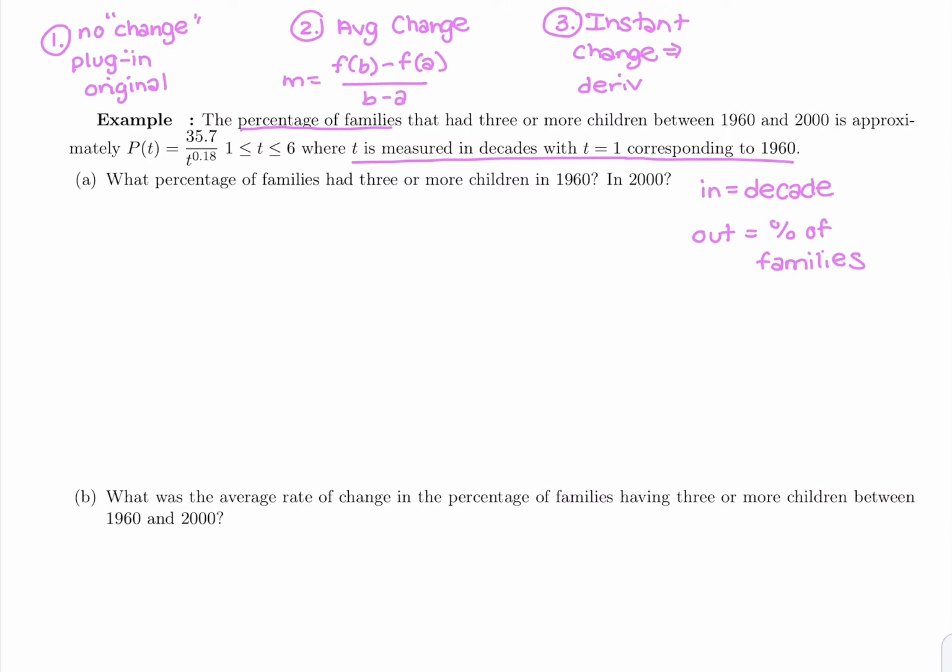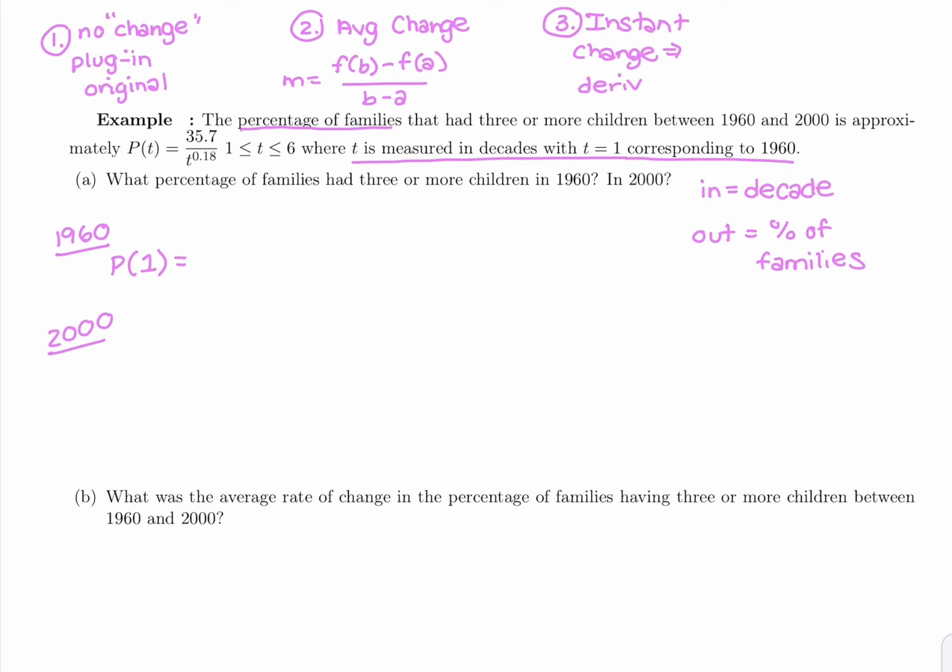All right. The first part says, what percent of families had 3 or more children in 1960 and then in 2000? So it doesn't say how fast was the percent of families changing between 1960 and 2000, or how fast on average were they changing between these 2 years. So we don't see any change words or anything like that. So we're just going to plug right into the original function. We want to figure out what's happening in 1960 and what's happening in 2000. What are the actual percentages, not how fast were they changing. So no change words means plug into the original.